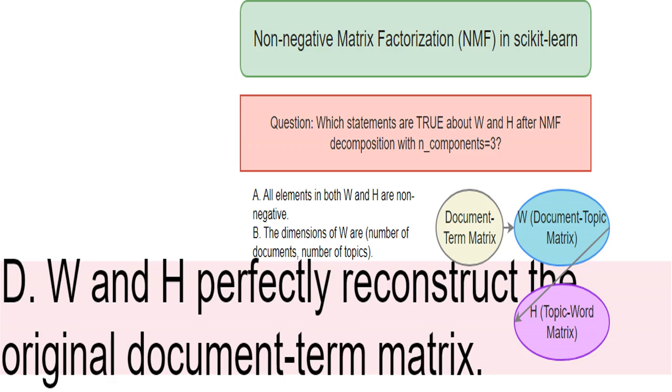This statement asks whether multiplying matrix W by matrix H gives you the original document term matrix exactly. In NMF, this isn't usually the case. It's an approximation, not a perfect reconstruction.